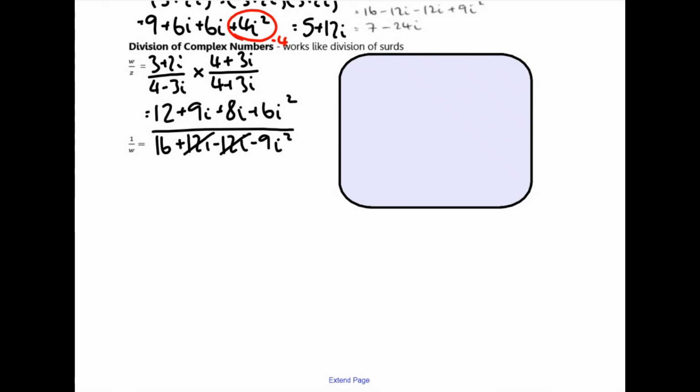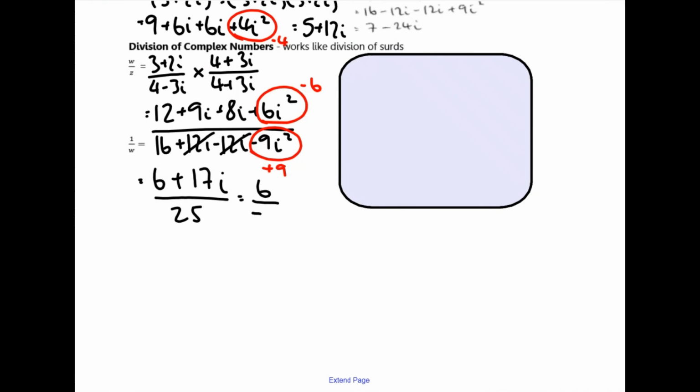On your bottom, your imaginary parts should cancel. And remember, minus 9i squared is the same as plus 9. Also on the top, 6i squared is the same as minus 6. So now I can collect up my real parts on the top. 12 minus 6 gives me 6. My imaginary part is 17i. And this is all over 25 on the bottom, or it's better if I write it as 6 over 25 plus 17 over 25i. Right. Again, pause the video, have a go at the Try It questions, and I'll show the answers.